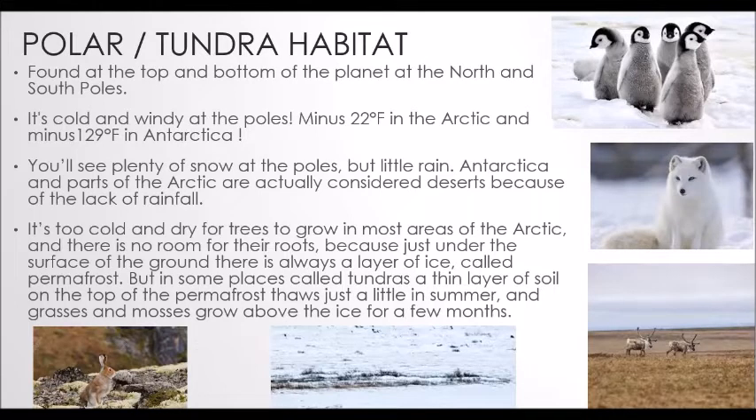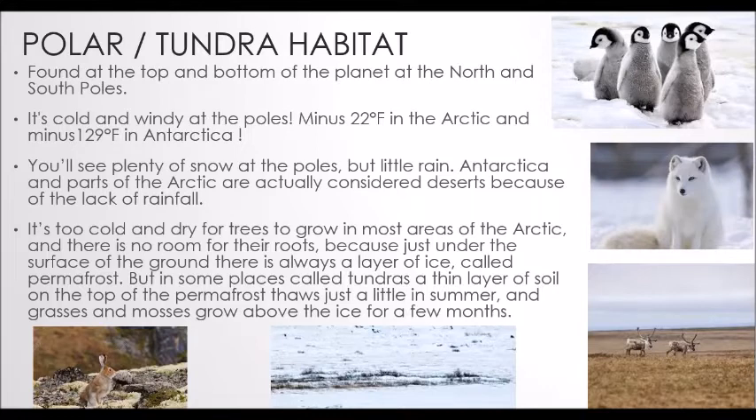An interesting fact is that Antarctica and parts of the Arctic are actually considered deserts because there's no rain. Here's where we introduce the tundra. It's too cold and dry for trees to grow in a lot of places in the Arctic, and that's because below the surface of the ground, there's a layer of ice, which is called permafrost. But in some places, which are called tundras, and animals like caribou live in tundras, they have a thin layer of soil, and that allows grass and moss to grow.